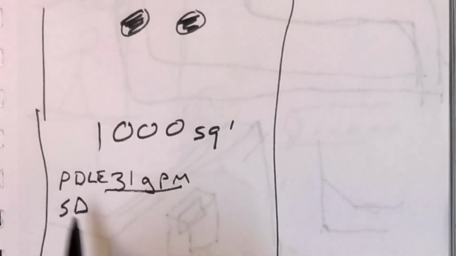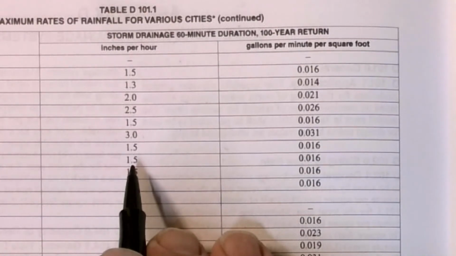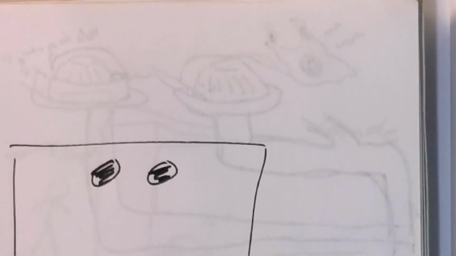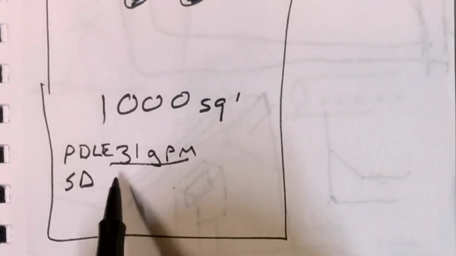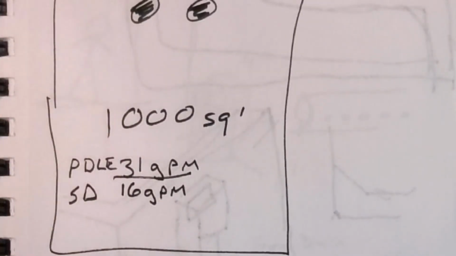San Diego has a rate of 1.5 inches per hour, or 0.016 gallons per minute per square foot. So I'm going to use, in my gallons per minute, not 31 gallons per minute, but 16 gallons per minute. 0.016, right? 16 gallons per minute. Okay? Per square foot.